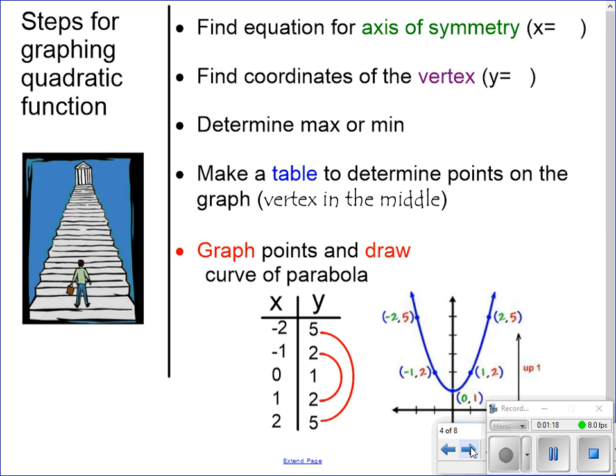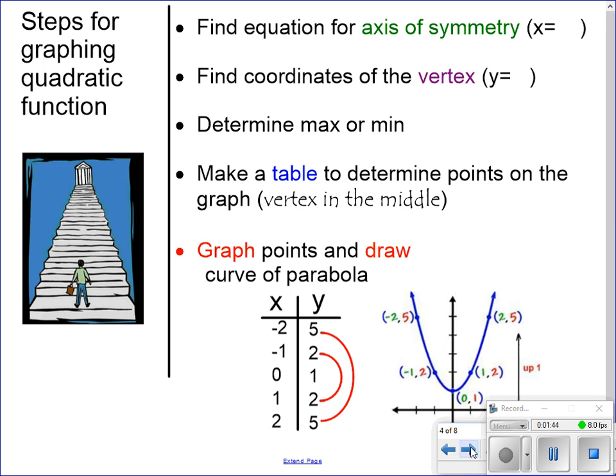When we know the x-coordinate for the vertex, we can plug that back into the equation, substitute it back into the original equation, and get the y-coordinate for it. Once we have the y-coordinate, then we'll have the point for the vertex. We want to determine if the vertex is going to be a maximum or a minimum. So to do that, we need to know if the parabola is going to open up, where we would have a minimum, or open down, where we would have a maximum.